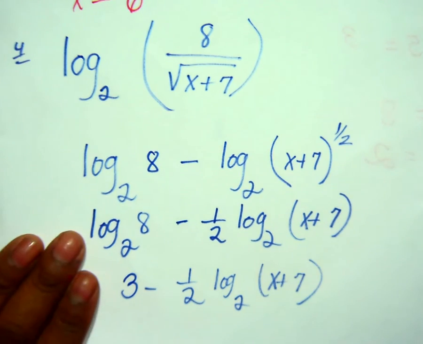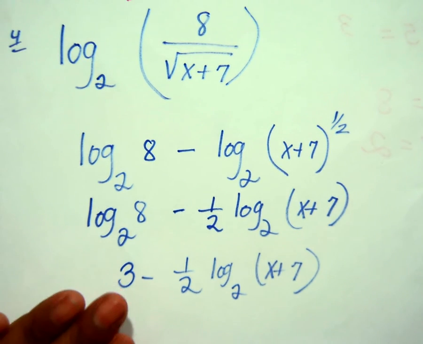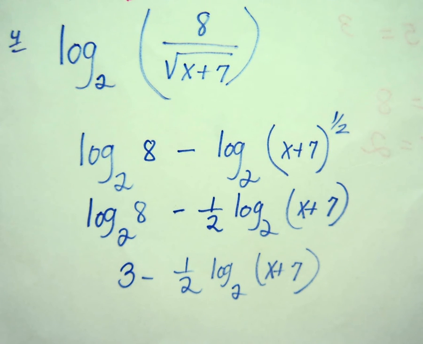But here's another example of a logarithm function. Now you're going to use the rules pertaining to the quotient rule. So remember earlier when we did the addition, that was multiplication. When it's a fraction, that is pertaining to division. Therefore, when it's division, you're going to subtract. So we did the log base 2 with 8 as your numerator. Then we do the log base 2 with the square root of x plus 7.